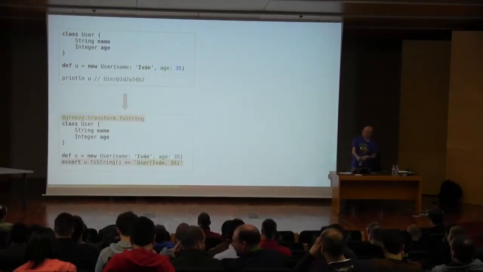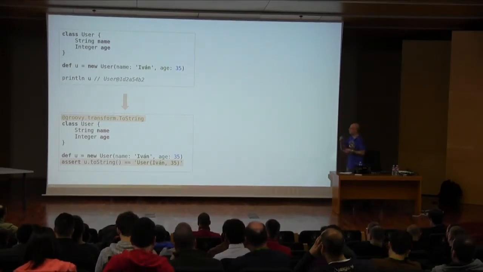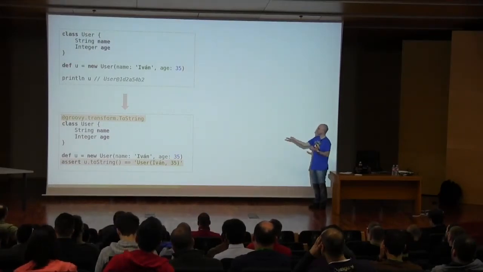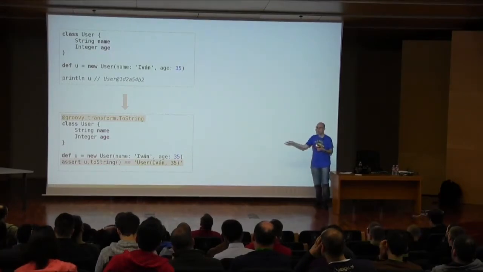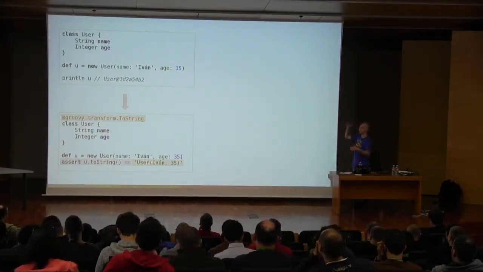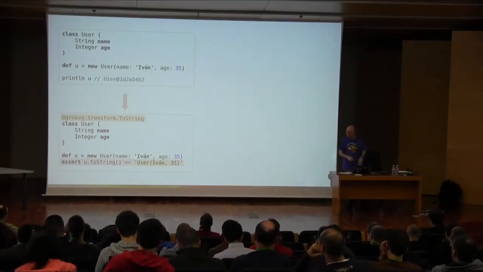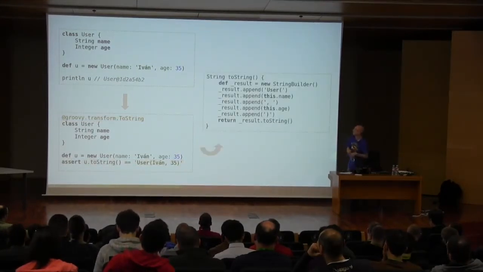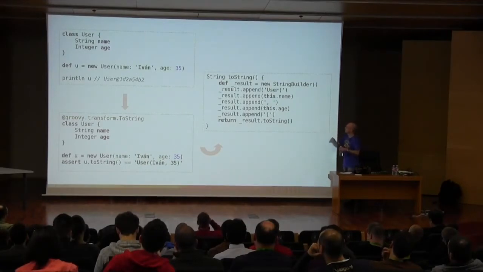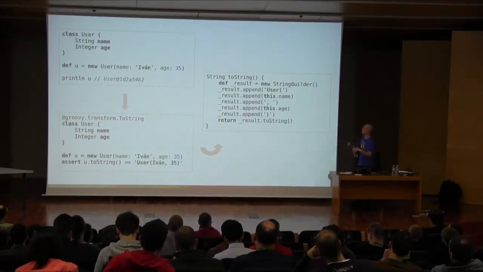So what you can do is annotate the class with ToString, and now if you create an instance with name Iván and age 35, you can check that now you have this nice implementation for toString. It will print the name of the class and the values of the properties in the natural order, I mean, the order in which they are defined in the class. And under the hood, this transformation is creating something like this: it will implement our toString method, create a new StringBuilder, and add the name of the class and the properties. This is not the real code, because they use some helpers and check for nulls and some other stuff, but it's pretty much the same.